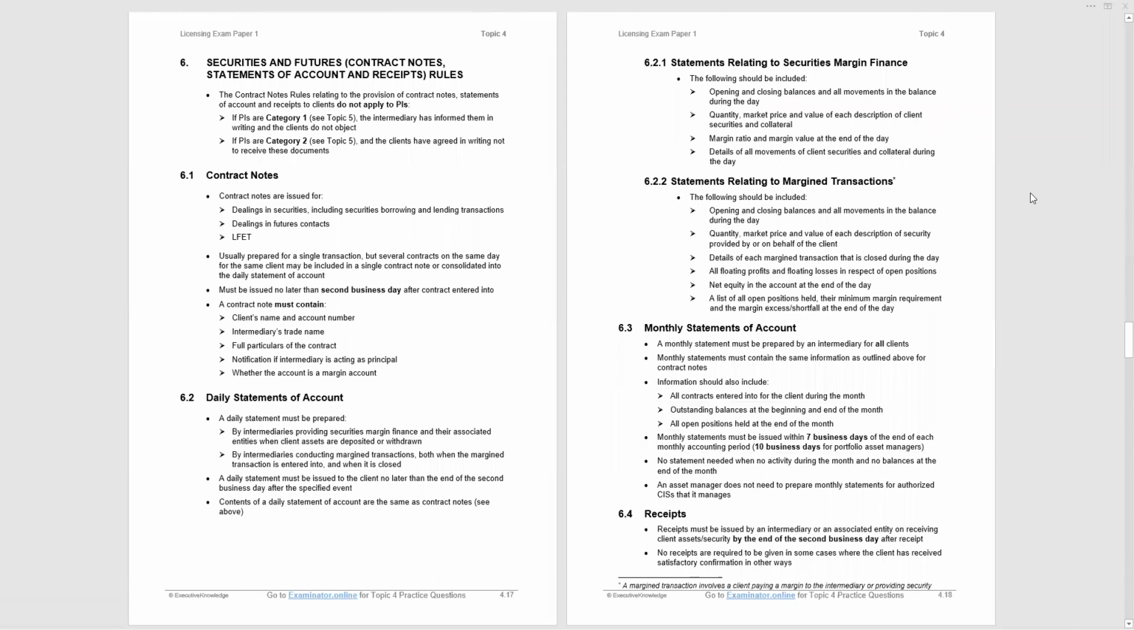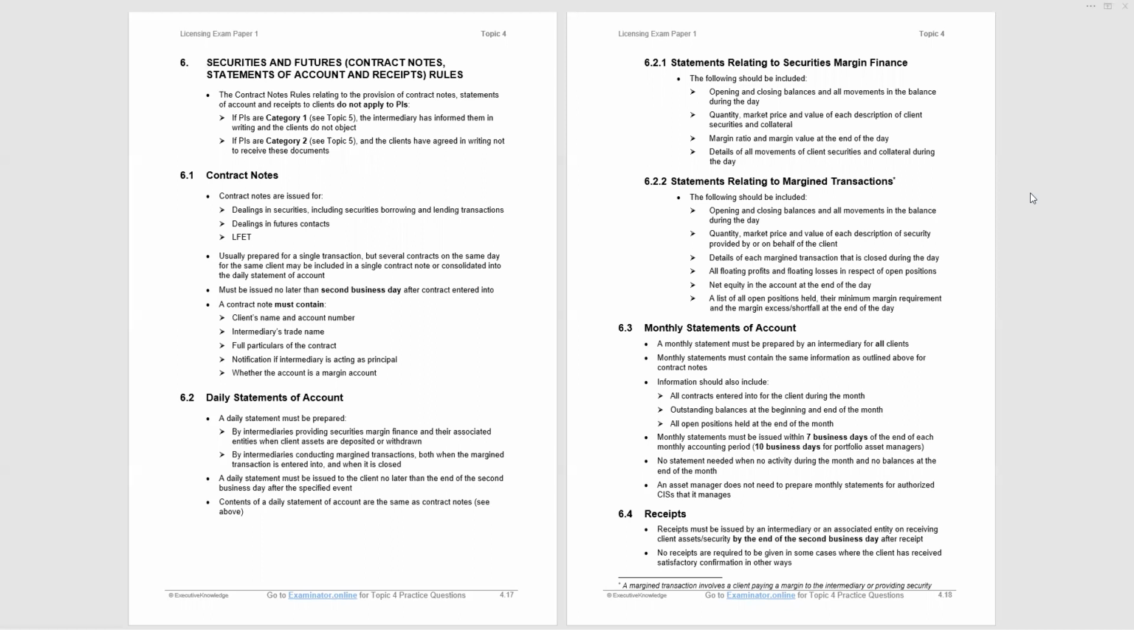Continuing the next set of rules, contract note, statement of account and receipt rules. And you will see that these do not apply to professional investors, whoever they are. And we'll outline that in topic 5, but there's a couple of points with regard to applicability to professional investors. Now we have details on contract notes, what you must do, when you must issue them, and what the contract note must contain.